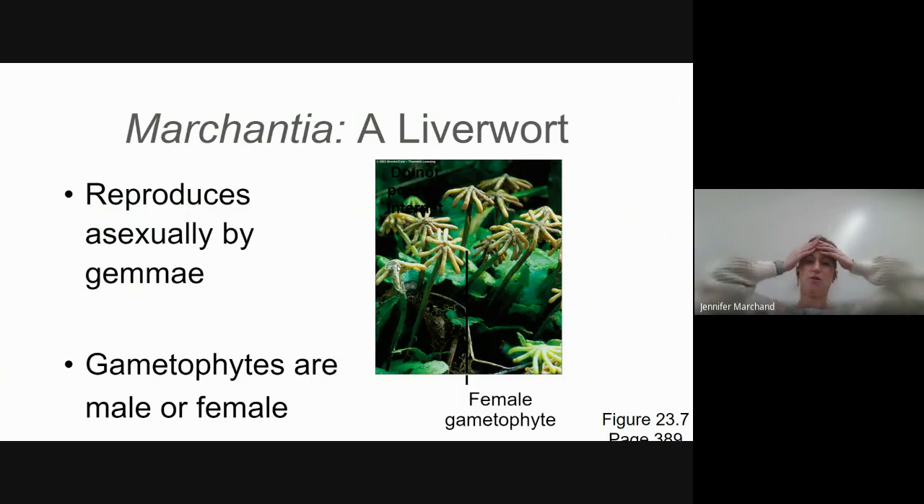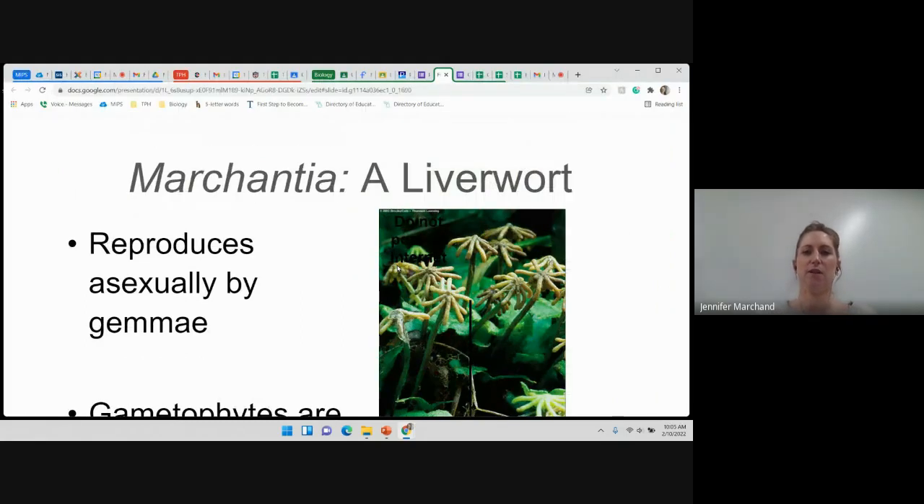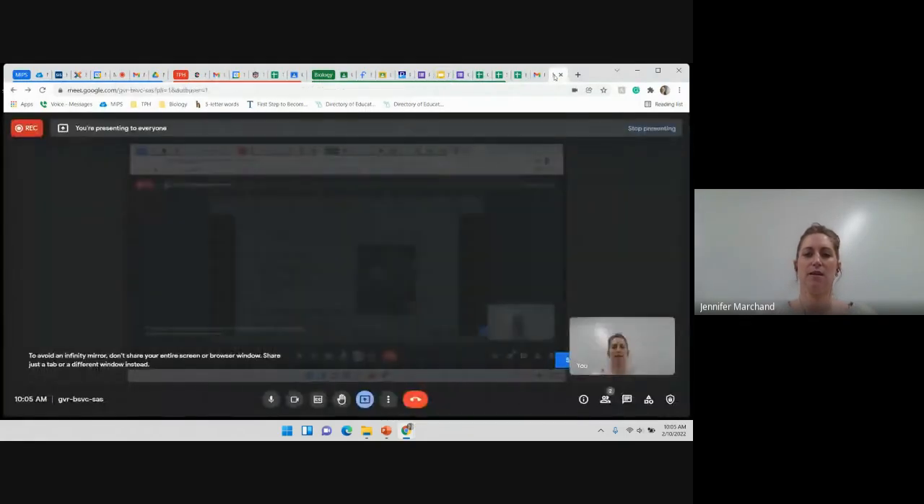One moss I want you to remember is called liverwort. This one reproduces asexually. Okay. Something also to remember is that gametophytes are male or female, so they can be one or the other. And that is it. That is everything for plants and fungi this week.